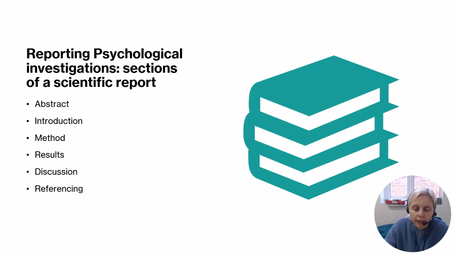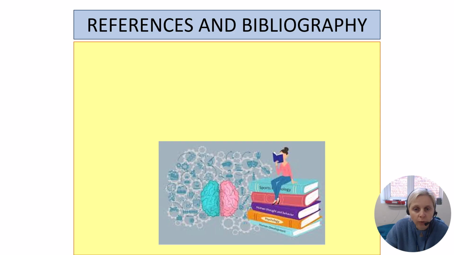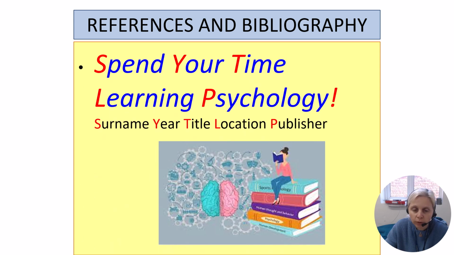Reporting psychological investigations is on the syllabus, so you're expected to know all the sections that are included: abstract, introduction, method, results, discussion, and referencing. Just a mnemonic for referencing: spend your time learning psychology. For referencing, you're expected to present it in this order format. So the surname has to go first, and the year, title, location, and publisher. If you don't put the surname first, you automatically get 0 marks. It's only a 2-mark question. It has been in the past, but it's worth knowing the order.